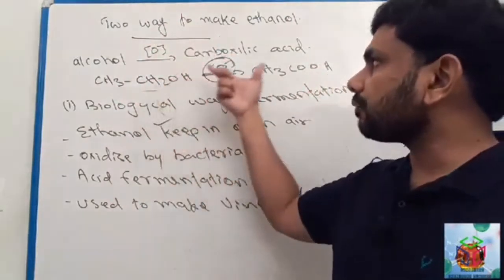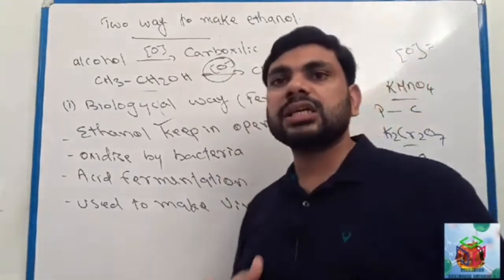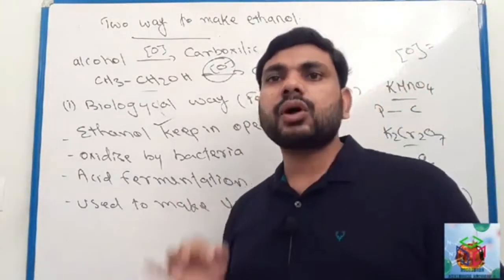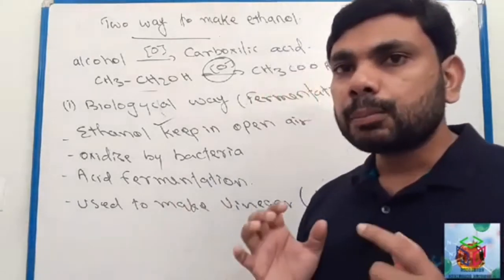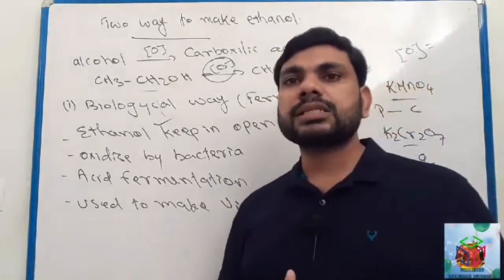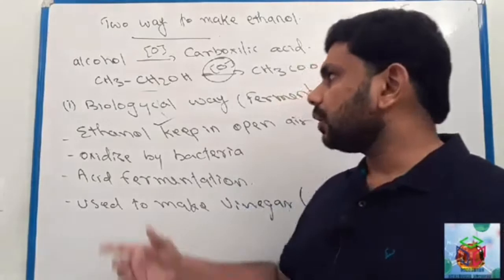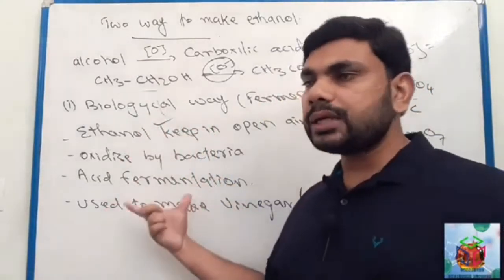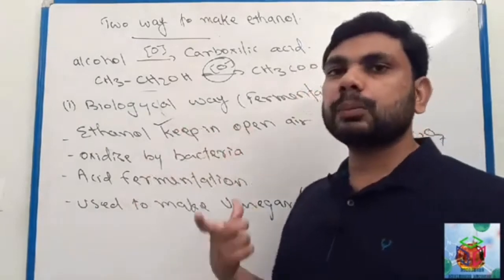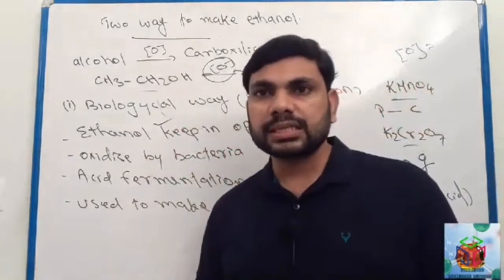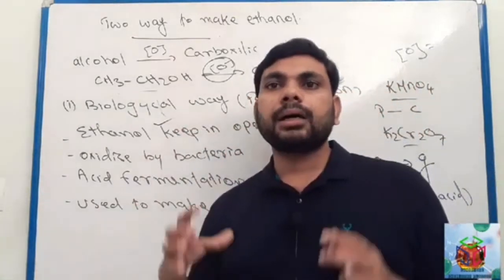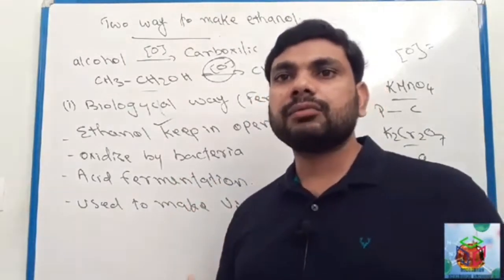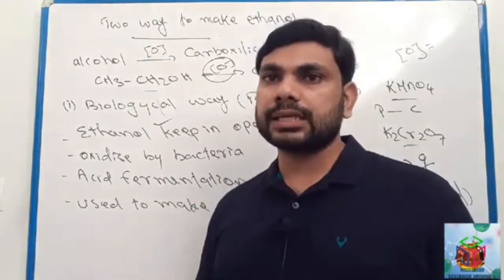Generally, alcohol after oxidation will be carboxylic acid. There are two most common oxidizing agents: potassium dichromate and potassium permanganate. Okay, biological method and chemical method. Here we discuss the biological method to produce carboxylic acid. Keep alcohol in open air. With the help of bacteria, it will oxidize to carboxylic acid.